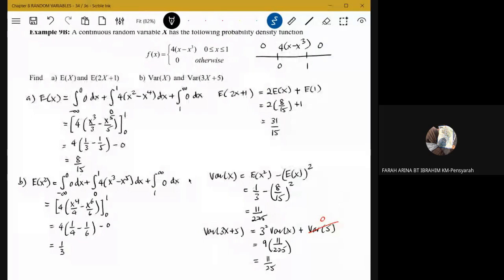So the next one will be the, okay, 9c where we have it. Ni dah bisa dah.